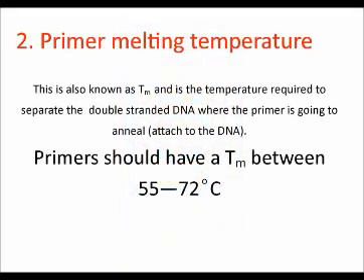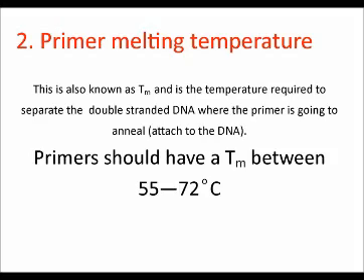So very simply, the primer melting temperature is the temperature that's required to separate the two pieces of DNA where the primer is going to bind. Now the important thing for you to remember is that primers should have a TM of between 55 degrees C and 72 degrees C. So once again, you go through the microsatellites, you check the TMs for each of the primers for each microsatellite, and if any primer has a TM of under 55 or over 72 degrees C, then you can immediately eliminate that microsatellite from your search.